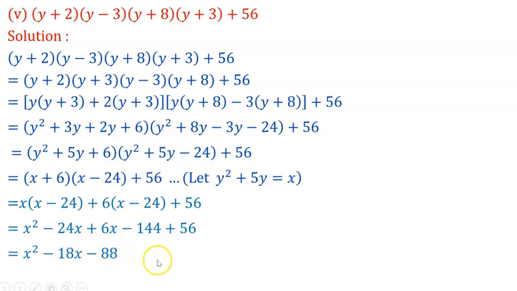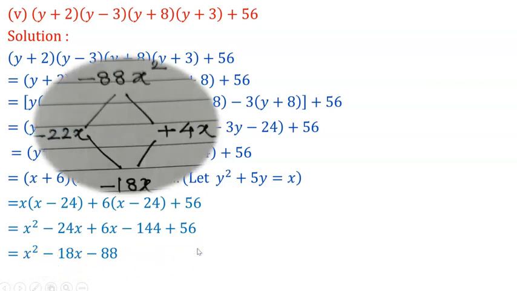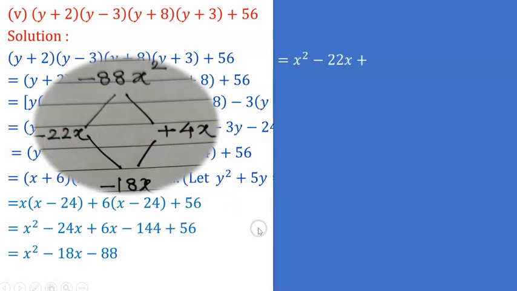Okay, now factorize this. Again, the product of the first term and the last term: x² into -88, you will get -88x². Next, the middle term is -18x. Now find the two numbers such that the product of the numbers is -88x² and their sum is -18x. The required numbers are -22x and +4x. Now see this here: x² - 22x + 4x - 88.